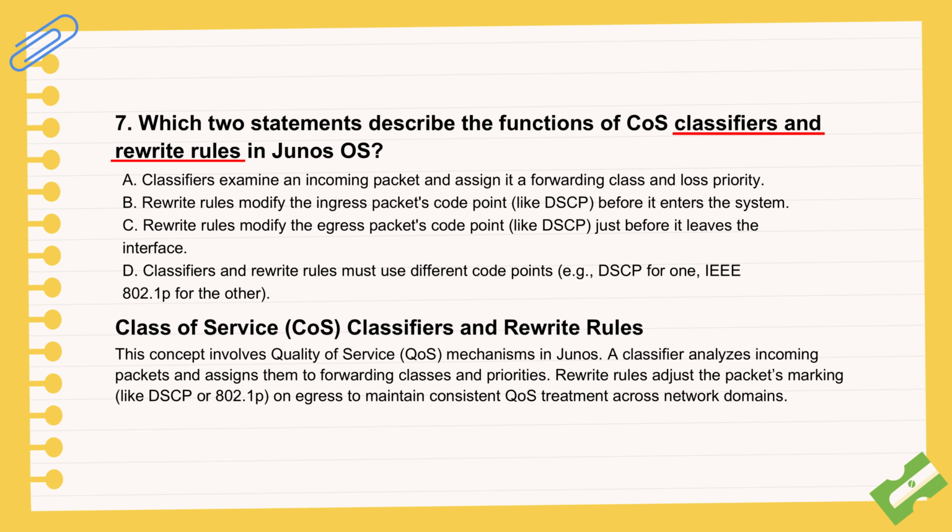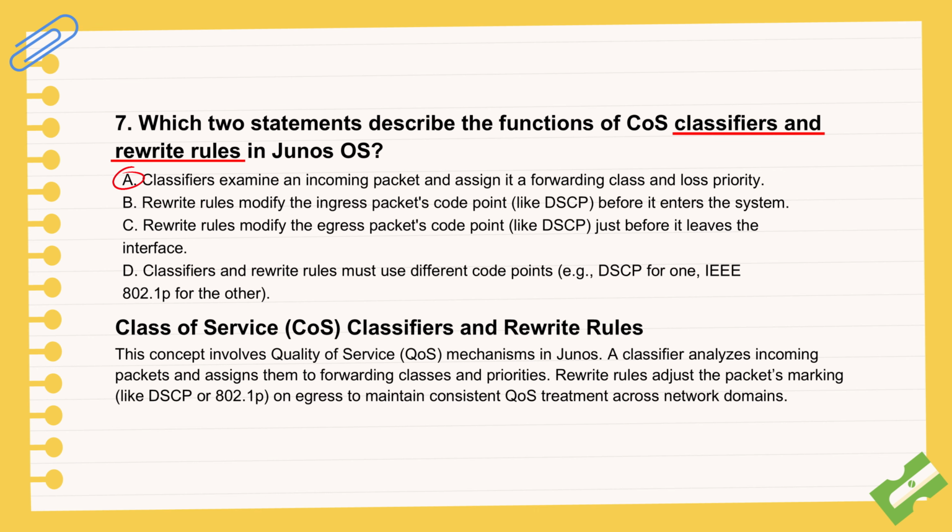And based on configured rules, it assigns that packet an internal forwarding class, like best effort, expedited forwarding, whatever, and a loss priority. This decides how the packet is treated inside the router or switch. So classification happens on the way in, setting internal treatment. What about rewrite rules then?